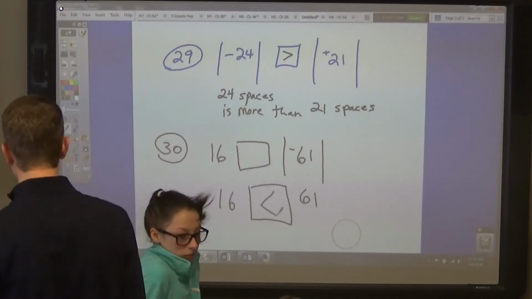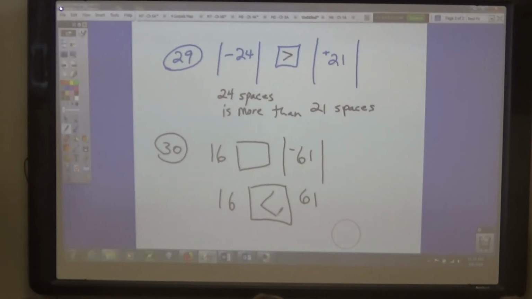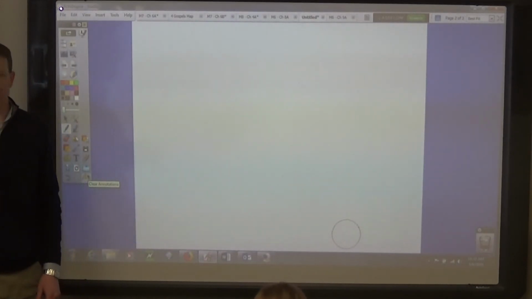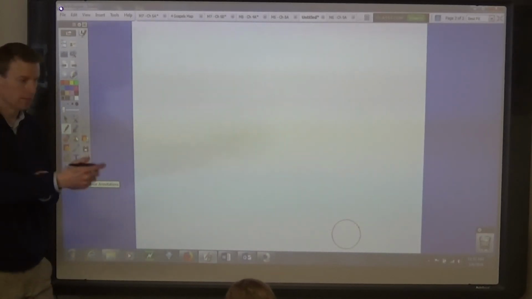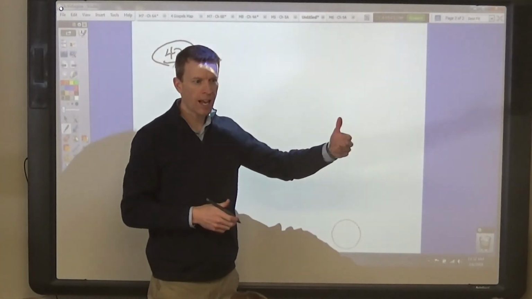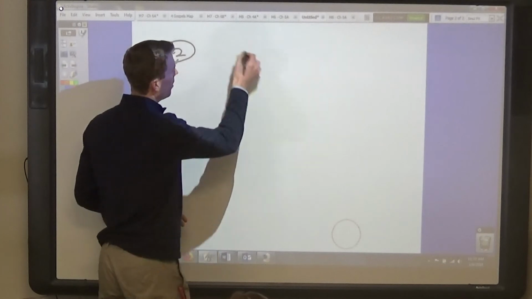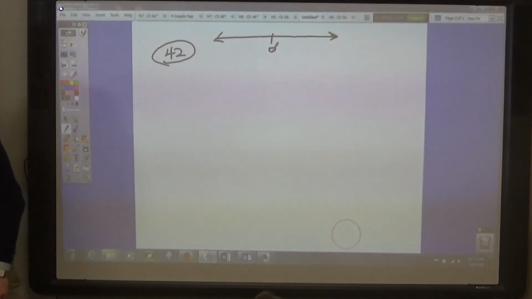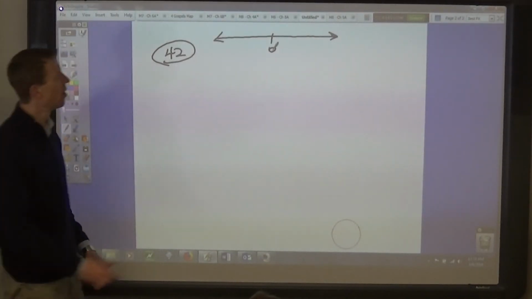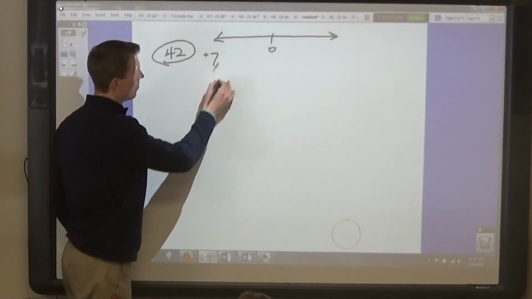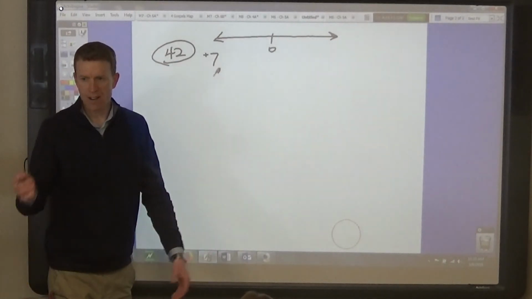Okay. Hey, look at number 42. Let's do number 42. Okay? So listen, when it says to name an integer that is one more, it's always one to the right. Number 42. One to the right on a number line is one more. One less is one to the left on a number line. So at number 42 it says one more than positive 7, what would we write? What's 1 more than 7? 8.